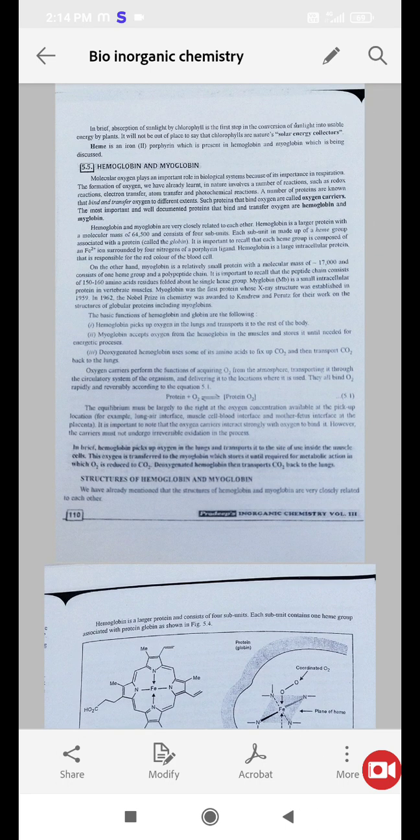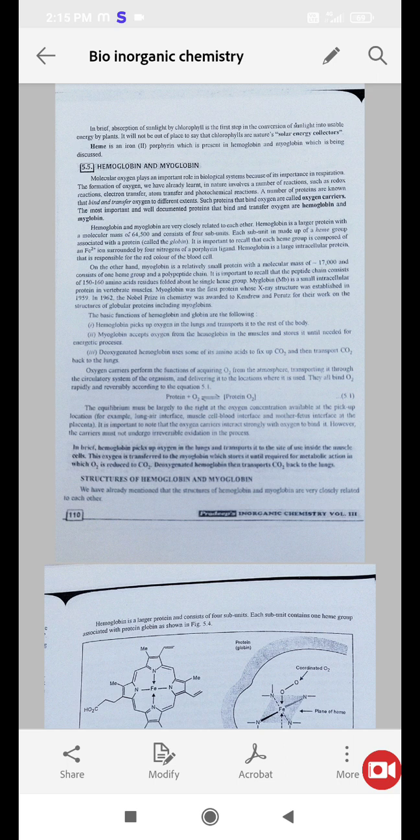In brief, absorption of sunlight by chlorophyll is the first step in the conversion of sunlight into chemical energy by plants. It will not be out of place to say, chlorophylls are nature's solar energy collectors.